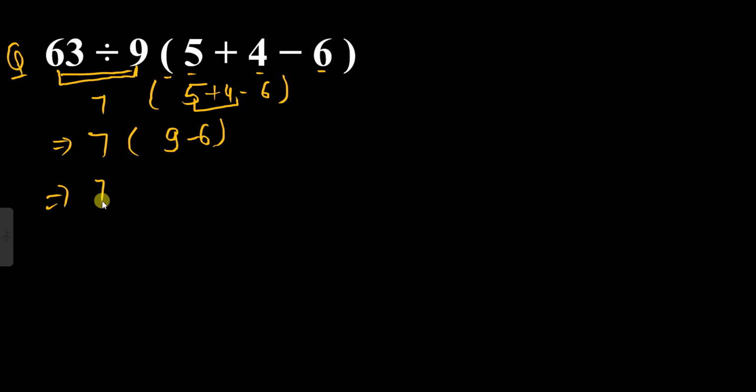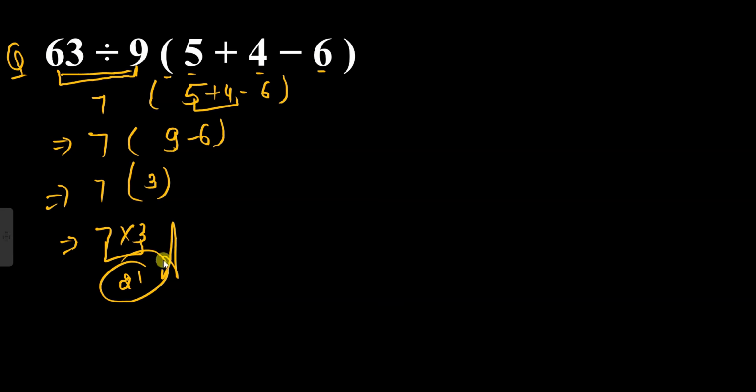Let's solve further. 7 divided by the bracket, 9 minus 6 becomes 3, right? Now 7 bracket means multiplication, so 7 times 3 is 21. This is the answer. But this is the wrong method.